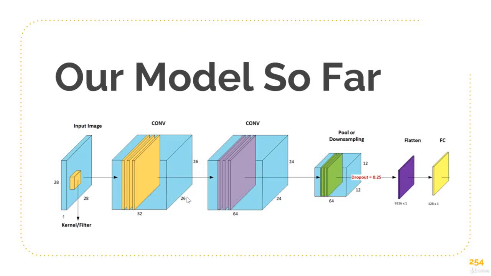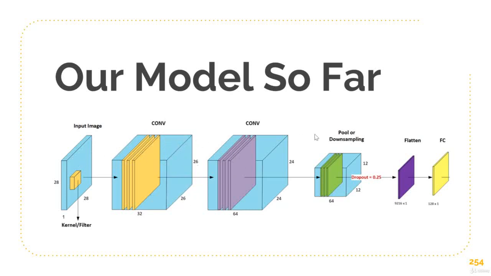It became 26 by 26 and then 24 by 24. And that's because we didn't use any zero padding. I'll show you guys later on in the code how to do zero padding. It's quite simple. But for now, just remember, when you don't use zero padding, our convolutional feature map size reduces from the input image size.